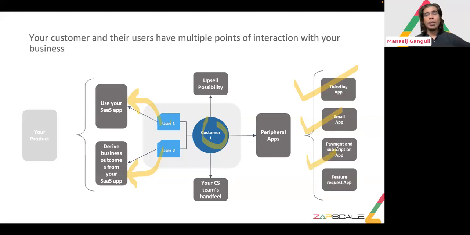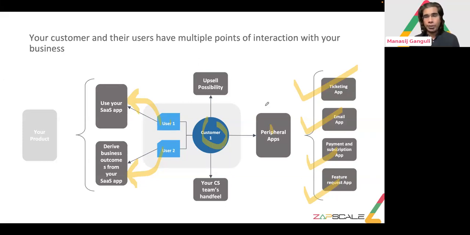Our customers hopefully make payments to us on time or whatever it is. We need to therefore look into their payments and subscription health. And we need to look into the feature requests that the customers are requesting from us. These are 4 peripheral data points which we must capture into customers' health because it's extremely important.